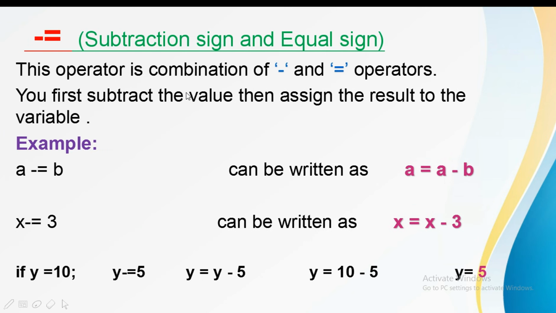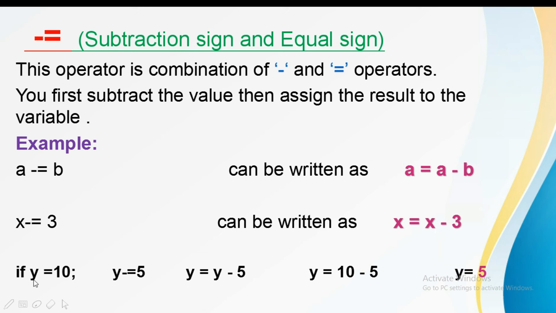The next one is subtraction sign and equal sign. So we are combining a minus and an equal sign operator. This states that you first subtract the value, then you assign the results to the variable. If we have a minus equals to b is the same as a, yani tunaweza kuandika kama a is equals to a minus b. Ukipatiwa x minus equals to 3 ni kama kuiandika kama x is equals to x minus 3. Kwa hivyo ile x tunaidouble kama hapa, inakuwa iko side ya kuminus na iko side ya equal sign.